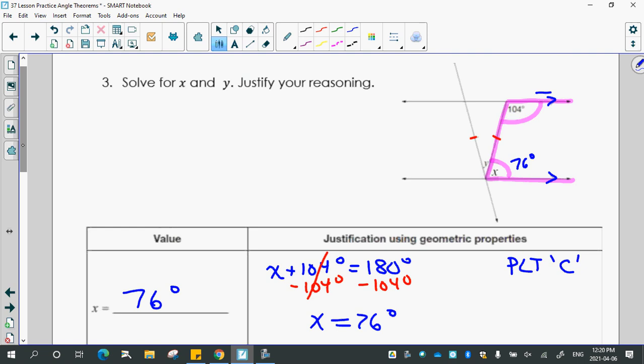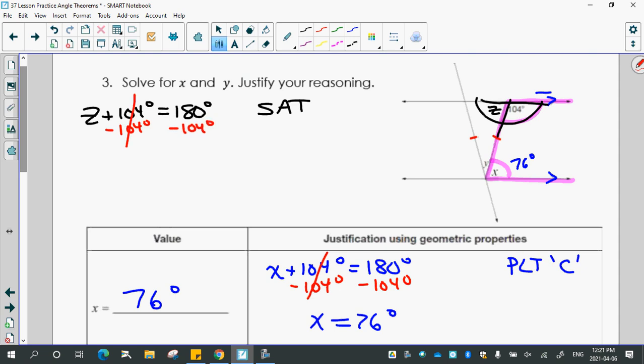Vanessa, supplementary angles with the 104. Agreed. So I can't call it X or Y, so I can call this little angle there Z. So Z plus 104 degrees is equal to 180. And that's the supplementary angle theorem. So that gives me that Z is 76 degrees.